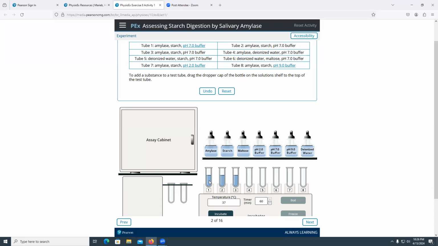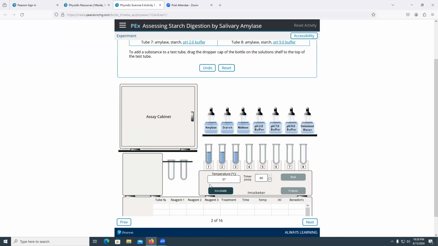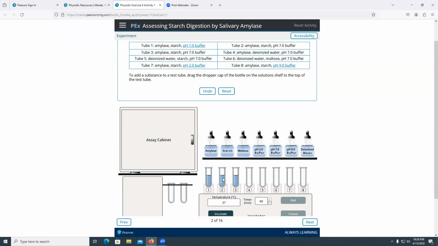What happened in the same reaction at physiological temperature, 37 degrees Celsius? What happened to the same reaction, but now no longer at physiological temperature, but rather at boiling temperature, 100 degrees Celsius? And then we're going to look at the same reaction, but this time at the freezing temperature of 0 degrees Celsius. That's for the first 3 tubes.